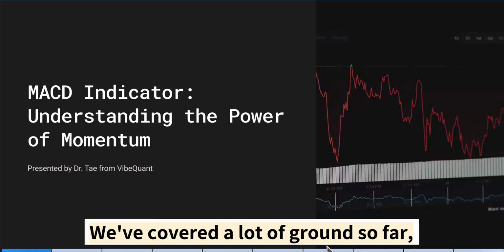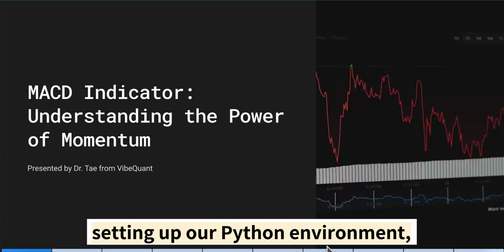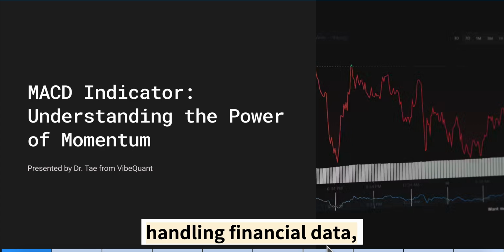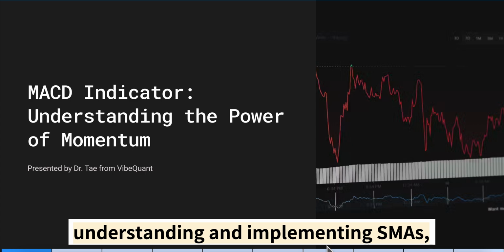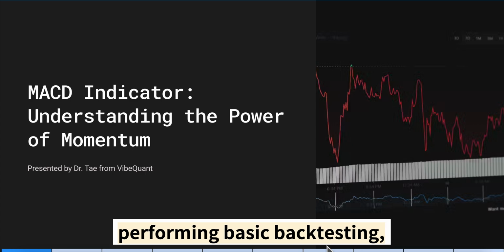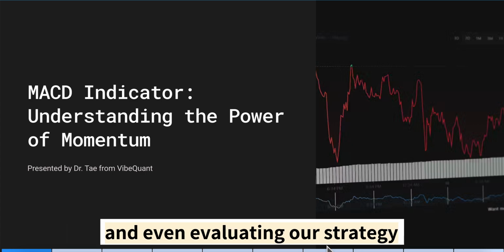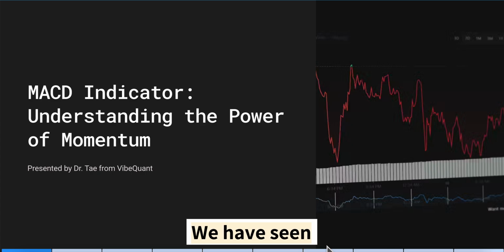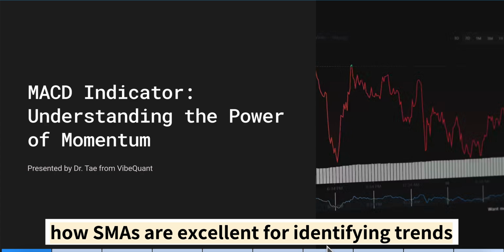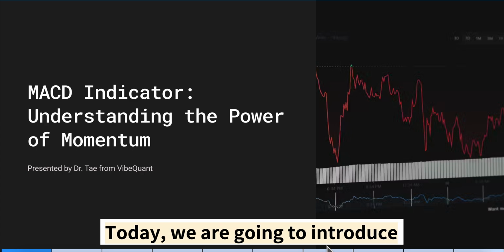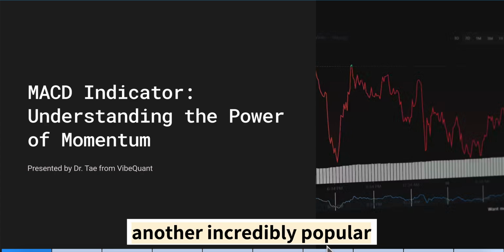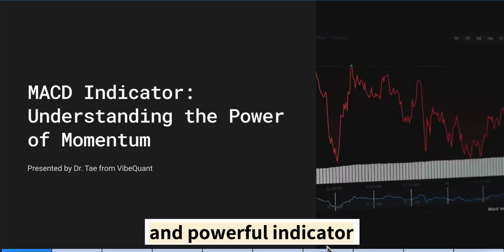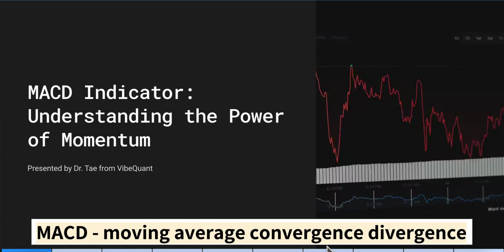We've covered a lot of ground so far, setting up our Python environment, handling financial data, understanding and implementing SMAs, performing basic backtesting, and even evaluating our strategy with key performance metrics. We have seen how SMAs are excellent for identifying trends. Today, we are going to introduce another incredibly popular and powerful indicator, MACD, Moving Average Convergence Divergence.